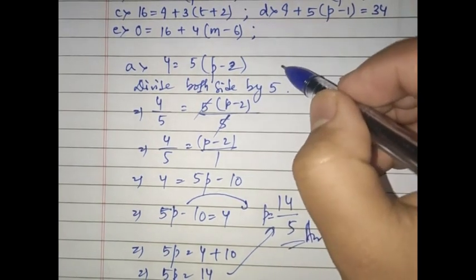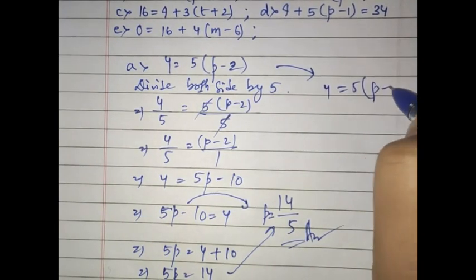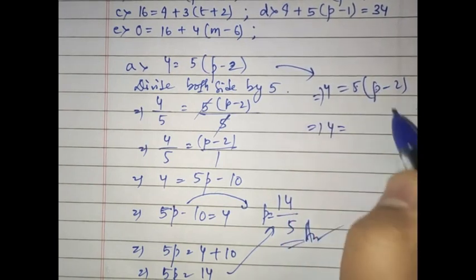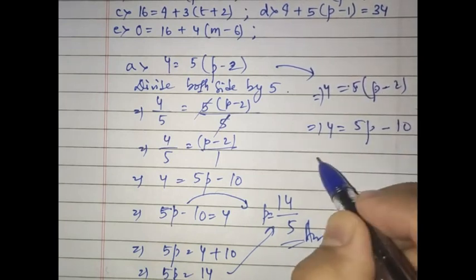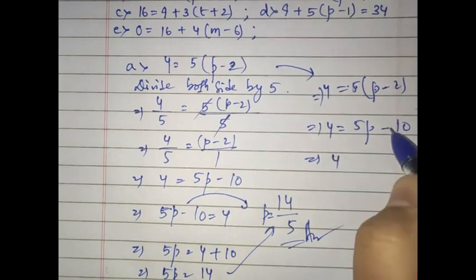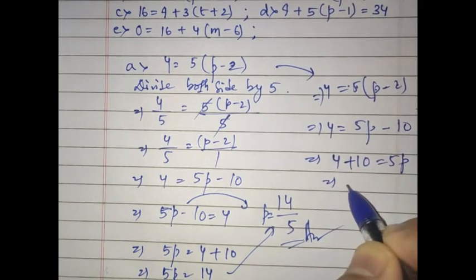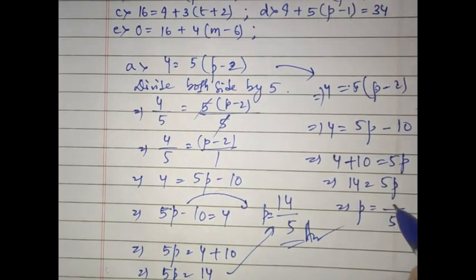Suppose I'm not dividing both sides by 5 and I directly multiply the number, then what will happen? 4 is equal to 5 into p is 5p, plus into minus is minus, 5 into 2 is 10. Now this minus 10 will come here and become plus 10: 4 plus 10, 14 is equal to 5p. Now to find the value of p, 5 will go down and 14 will be up, because 5 into p is 5p. So in both cases the answer will be the same.